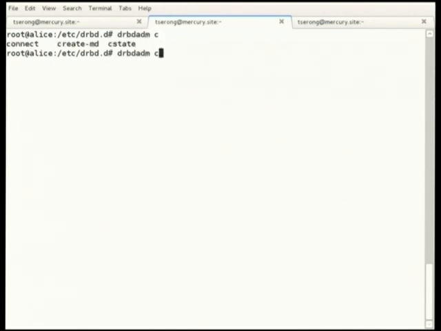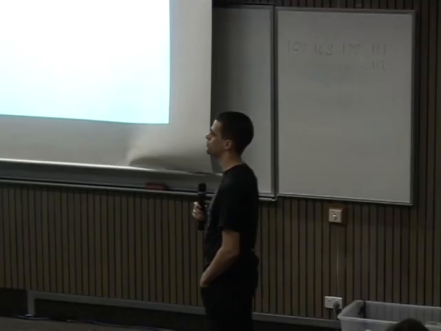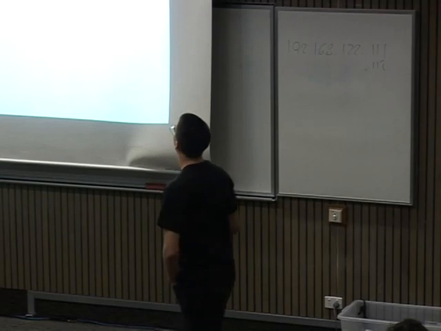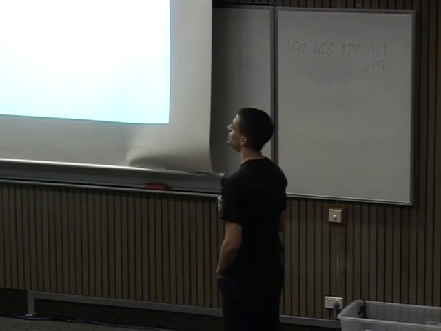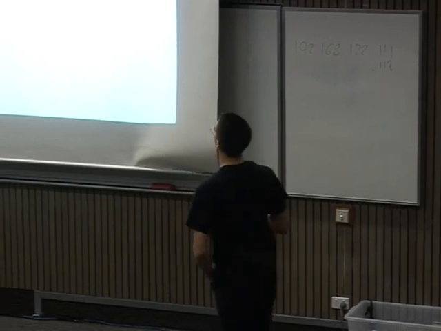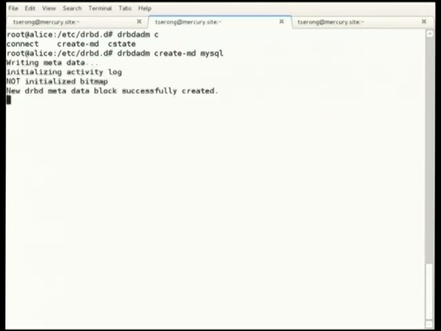By the way, we have bash completion for that thing as well. So it's just drbdadm, tab, and then you get the options. Do I need a modprobe here first? No. Excellent question. The metadata creation is something that happens entirely in user space, and we don't even have to modprobe the DRBD module for that. So drbdadm create-md, and then the resource name. That will be mysql. There we go.